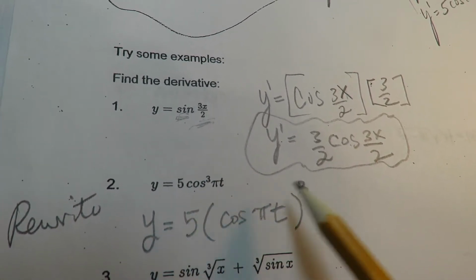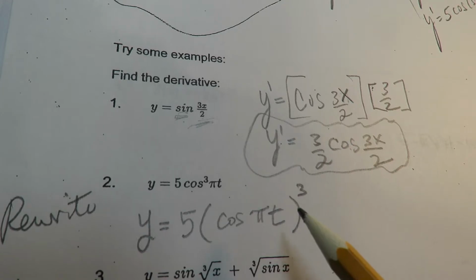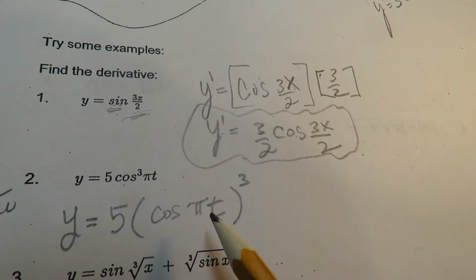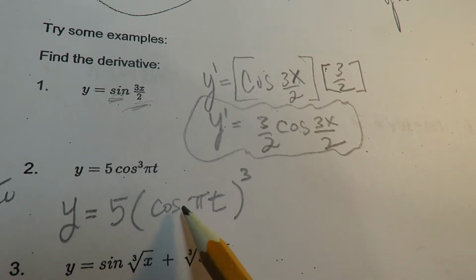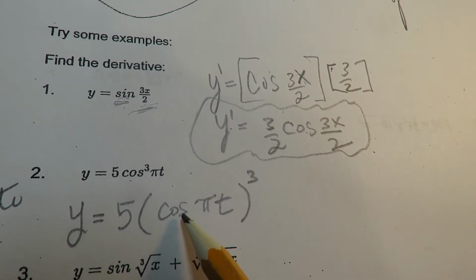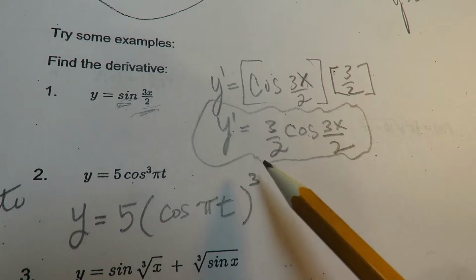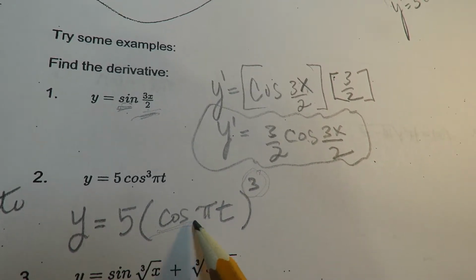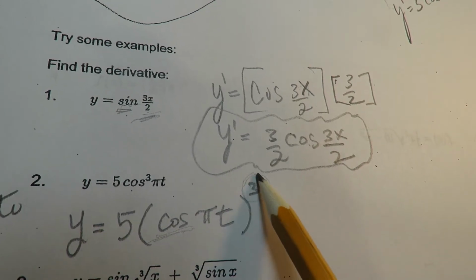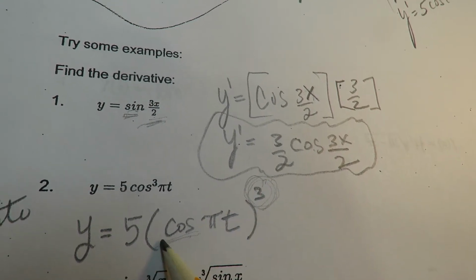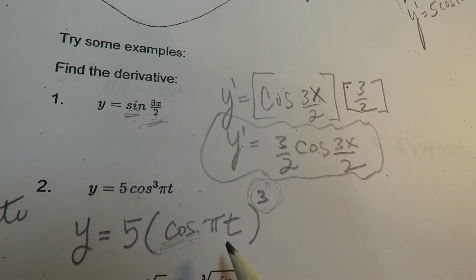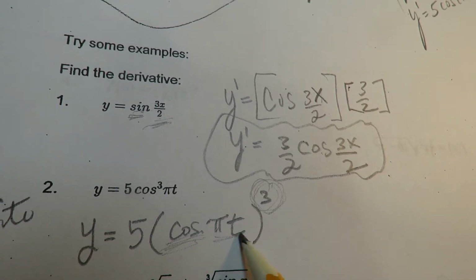This is saying we have 3 cosines. All right, now this is also way more complicated than what I was just showing you here, because notice now this has 3 layers. The outermost layer is the 3. The middle layer is the cosine, and the innermost layer is the pi t.